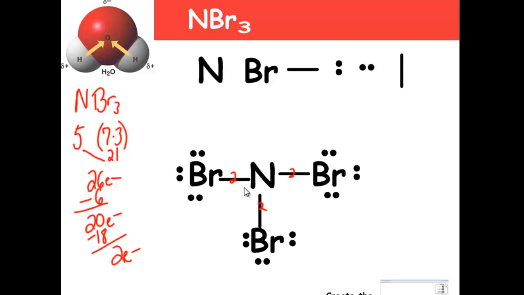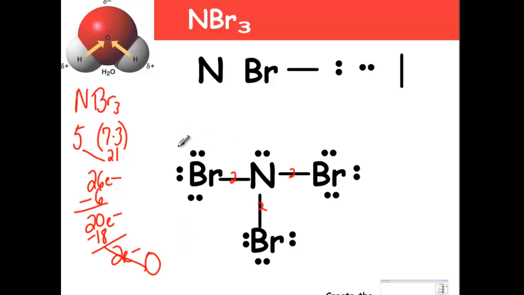The nitrogen says, I'm sharing 2, 4, 6 electrons with all you guys, but I need 8 total, so I need 2 more. So nitrogen says, are there any left in the pool for me? And the answer is yeah. There's a set, there's 2, so they go right there. And that cancels out the last 2, and our pool is empty.